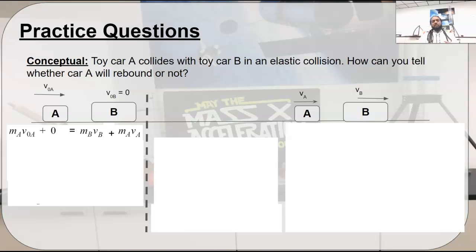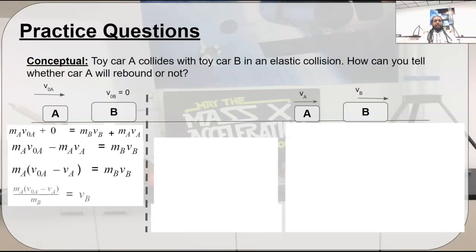So we set up our conservation of momentum on the left. The momentum before is only for car A. Afterward, they're both moving and we add them up. We're assuming that VA is in the positive direction. If we get a negative value for VA when we solve for it, that will prove to us that the car rebounds. Moving things around a bit, we can quickly get an expression for VB. So that is looking at conservation of momentum.